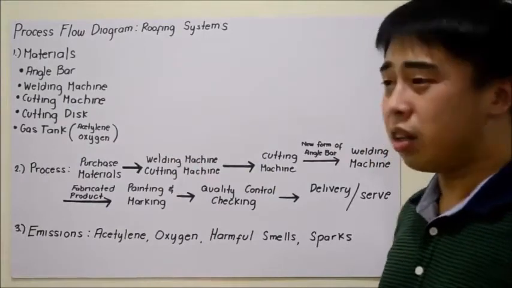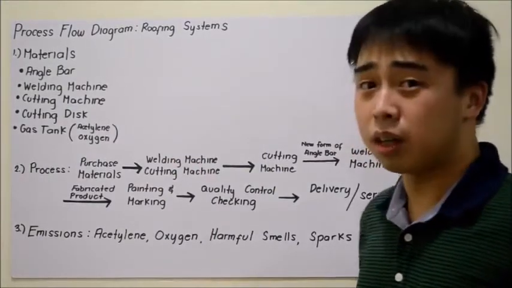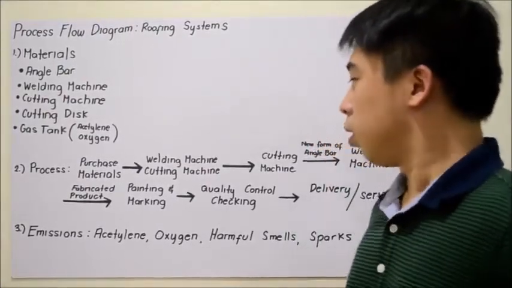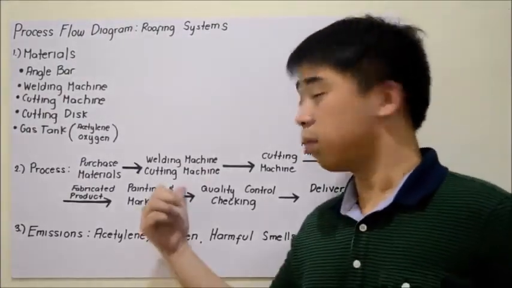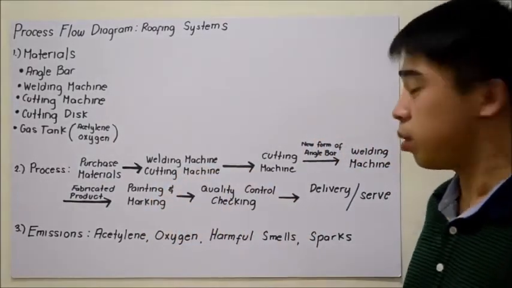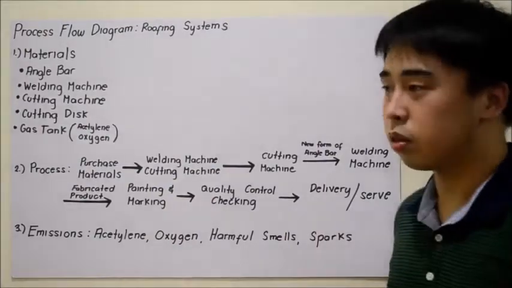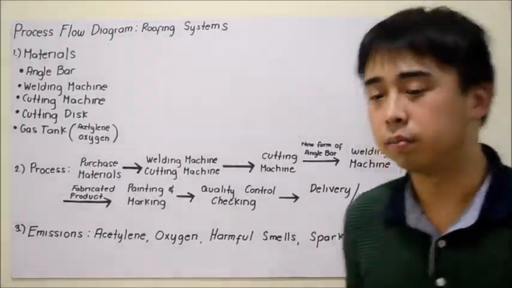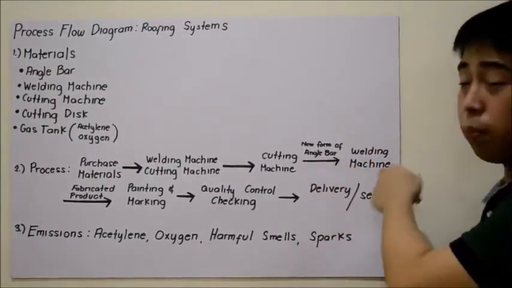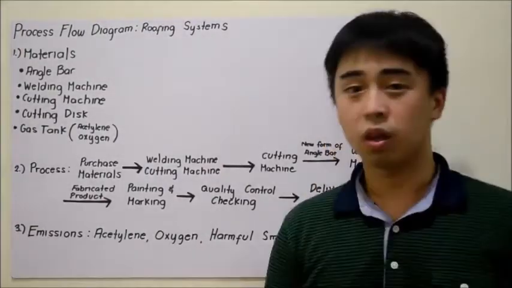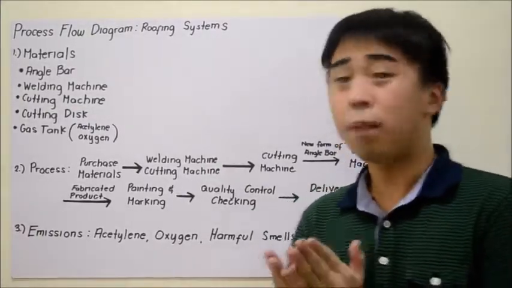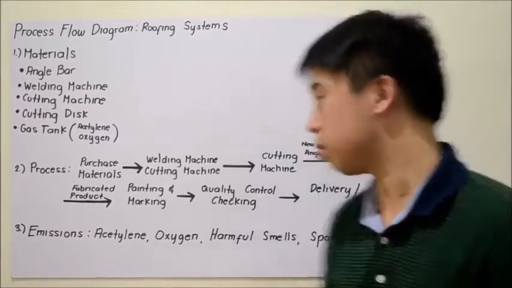First, before anything else, we need to have our materials. It should be there for things to be possible. Then we prepare our welding and cutting machine, as you can see here. After you prepare the welding and cutting machine, you prepare the cutting machine first to form a new angle bar. After the angle bar is formed, you prepare your welding machine and weld it to your desired form or shape, depending on what you need in your roofing system.